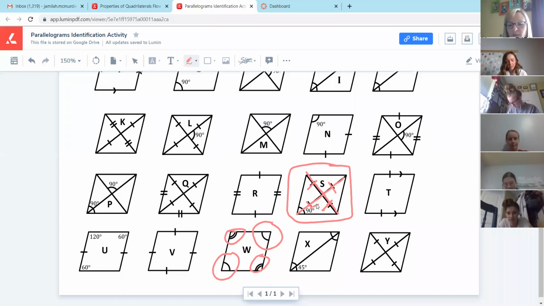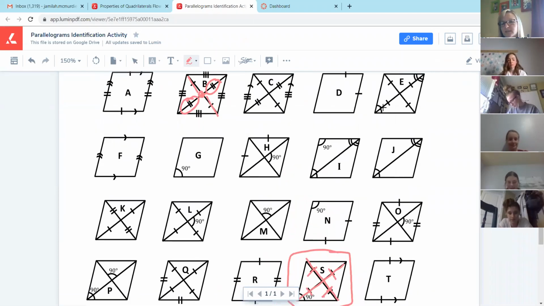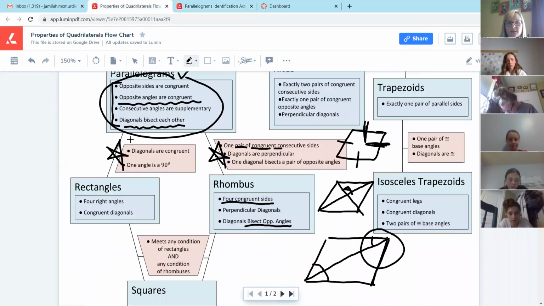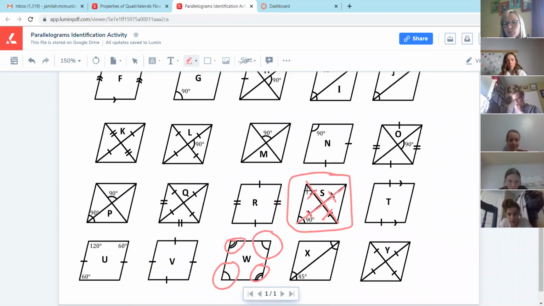Okay. Anyway, anytime you see 4 of the same tick mark, the diagonals are congruent. So that's a rectangle. And on S, it also gives you a 90-degree angle. 90-degree angles only happen in rectangles. So because of 2 properties, S is for sure a rectangle. Good. E. Which one? E.